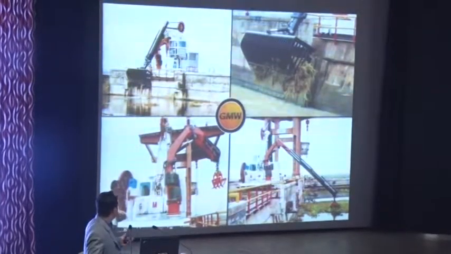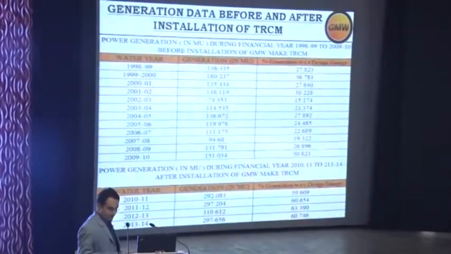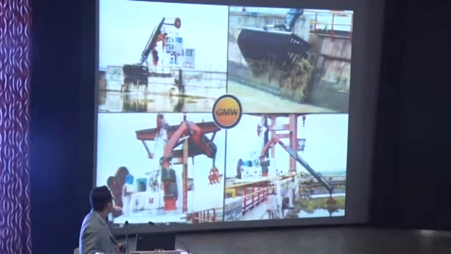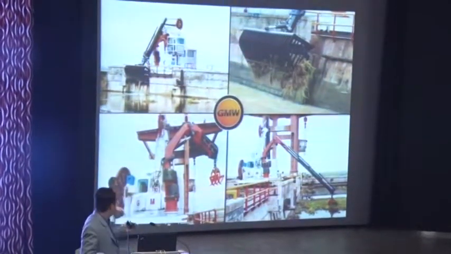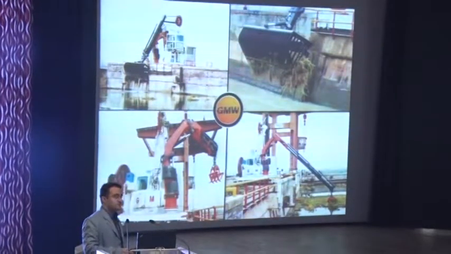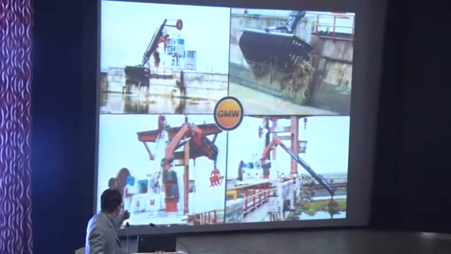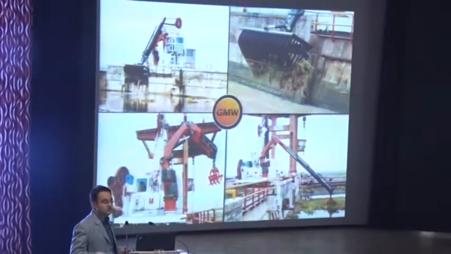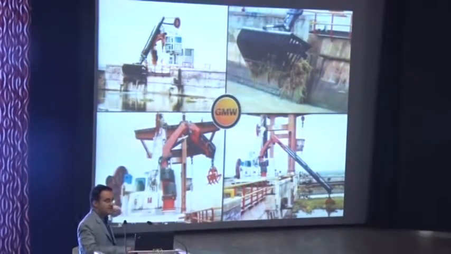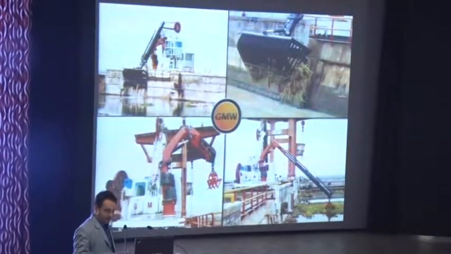In the second photograph, on the right, if you see, the grab is holding the trash and putting it on the intake. In the third photograph, you see the complete mechanism is controlled by a joystick with the worker. And the fourth one is a grapper crane which has a reach of 14 meters, which can lift the trash from the river and put it on the intake.